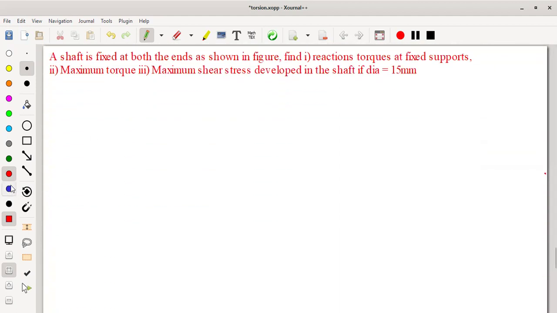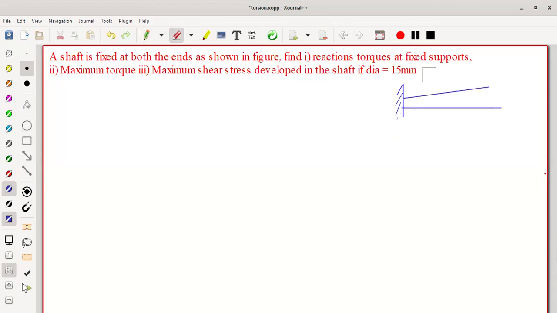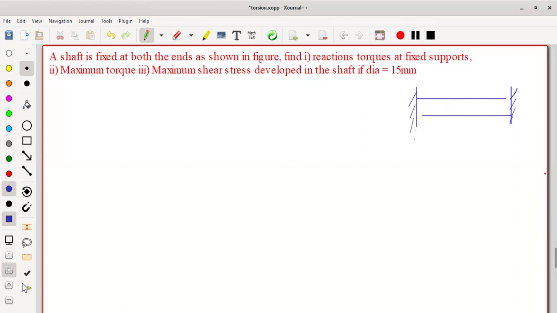So for the last question, I will go somewhat fast. A shaft is fixed at both ends as shown in the figure. Here the diagram is not given, so I would like to draw the diagram. It is the shaft, fixed between two fixed supports like this. Let us consider this point as A and this point as D. Here we have a point B, and here we have a point C.